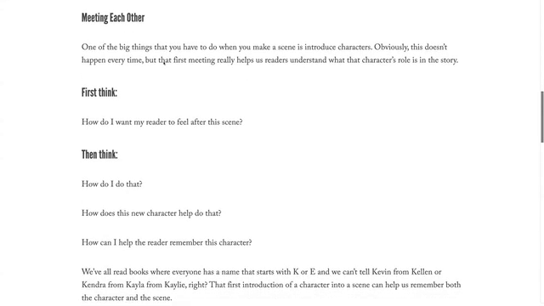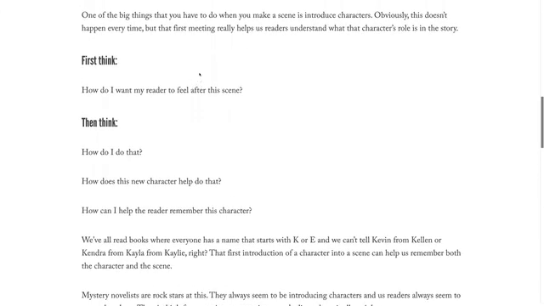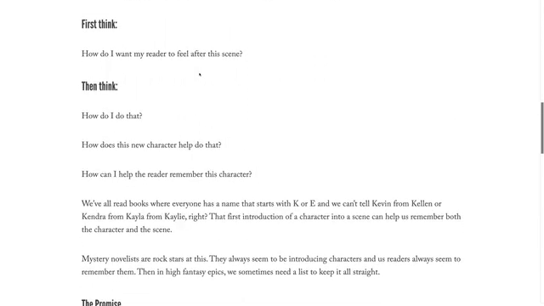How do I do that? How does this new character help me do that? How do they make the reader feel after the scene? Did I do that? How can I help the reader remember this character I've just introduced? We've all read books where everyone has a name that starts with a K or an E, and we can't tell Kevin from Kellen or Kendra from Kayla from Keely, right? That first introduction of a character into a scene can help us both remember the character and the scene.